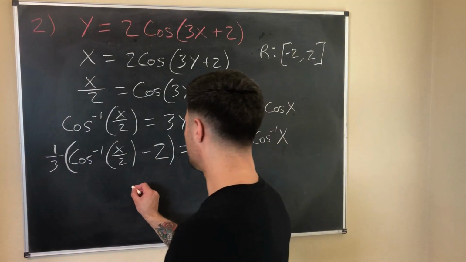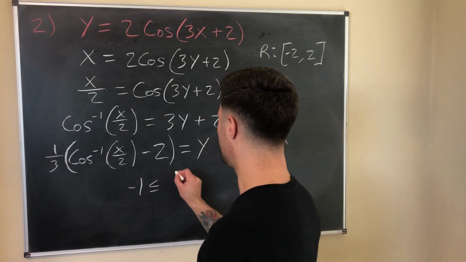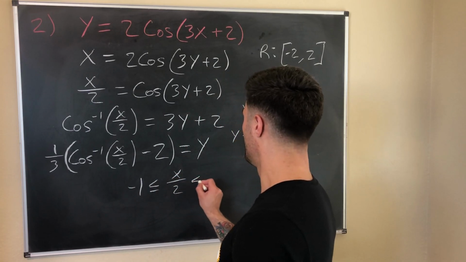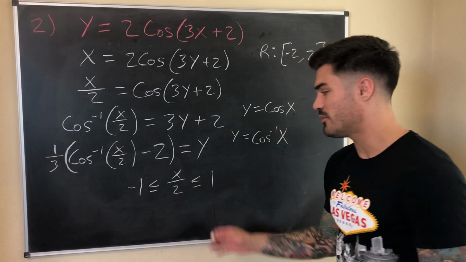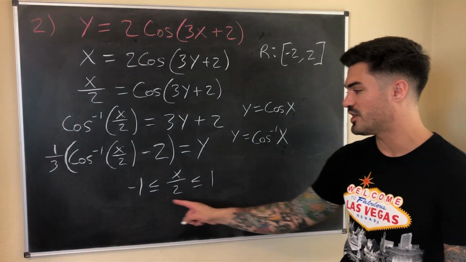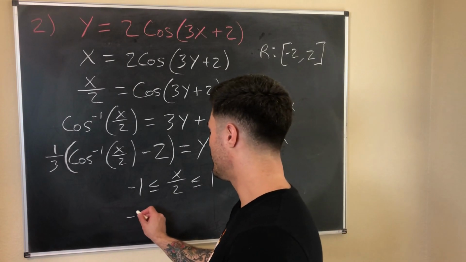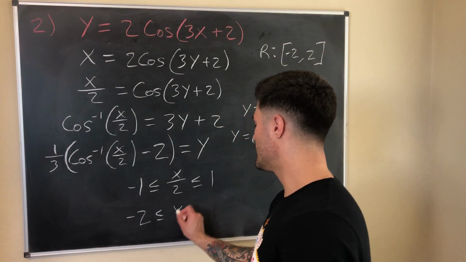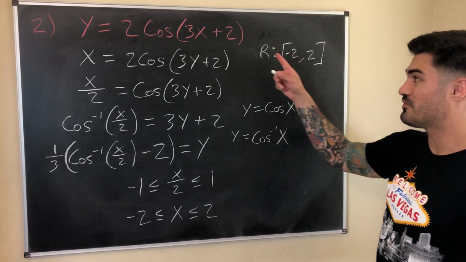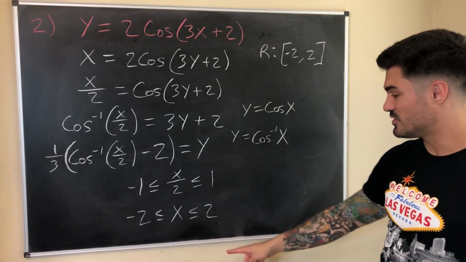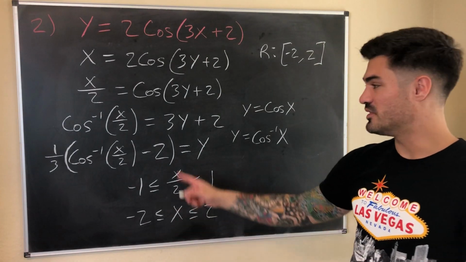That means that -1 has to be less than or equal to x/2, which has to be less than or equal to +1. And now we can solve this inequality by multiplying everything by 2, and we'll end up with -2 less than or equal to x less than or equal to 2, which lines up exactly with what we got from the range of the original function with the domain of the inverse function.